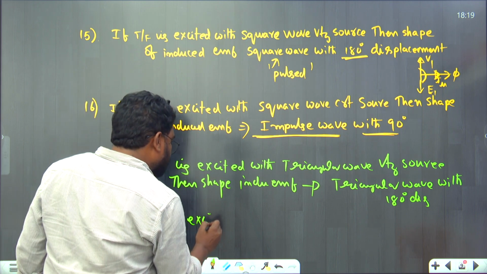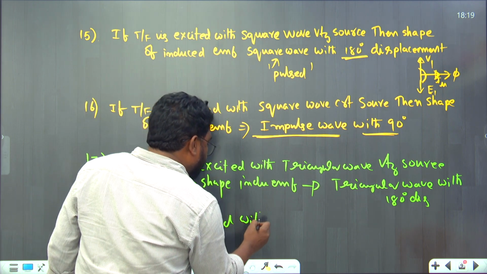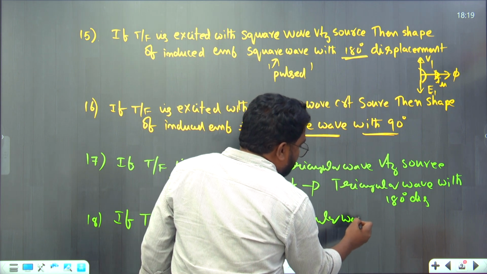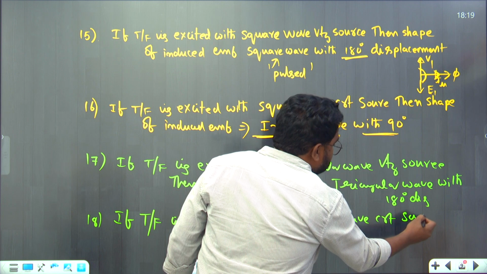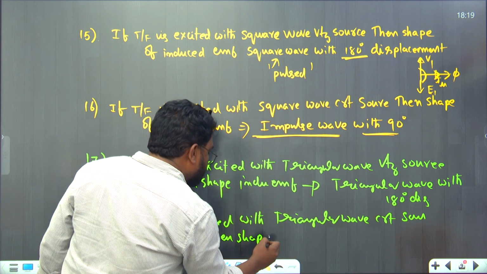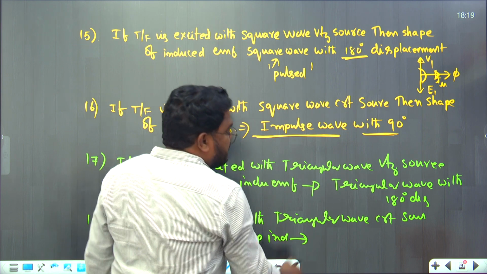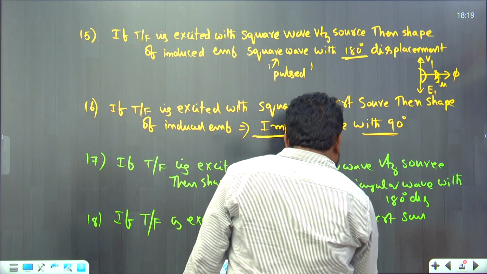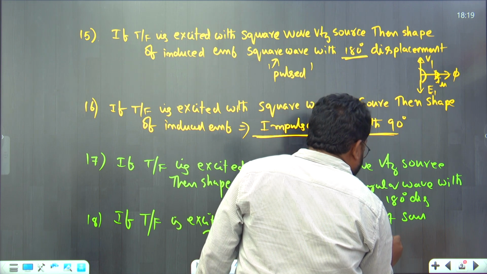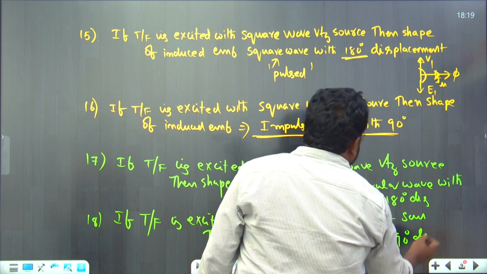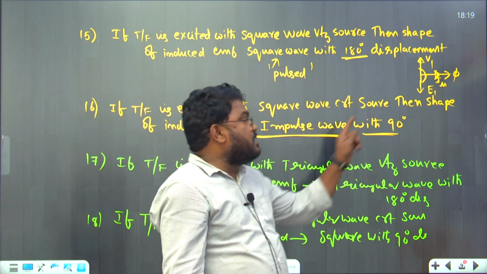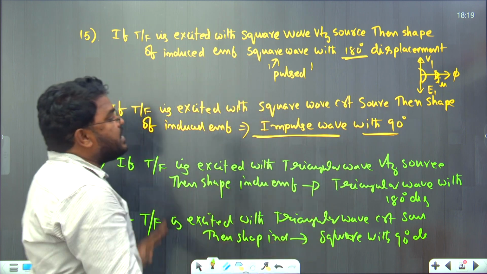And one more possibility of the question: suppose the transformer is excited with a triangular wave current source, then what is the shape of the induced EMF? This is a square wave only, with 90 degree displacement. Why? Because the displacement between the magnetizing current and induced EMF is 90 degrees.